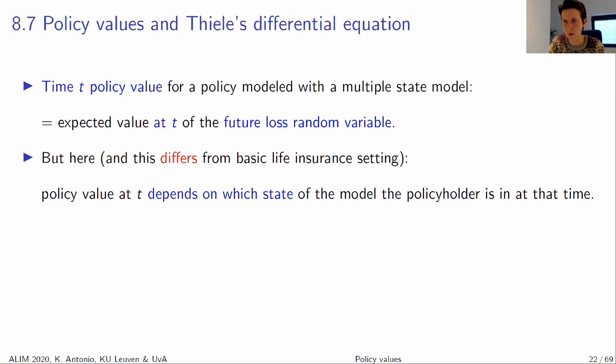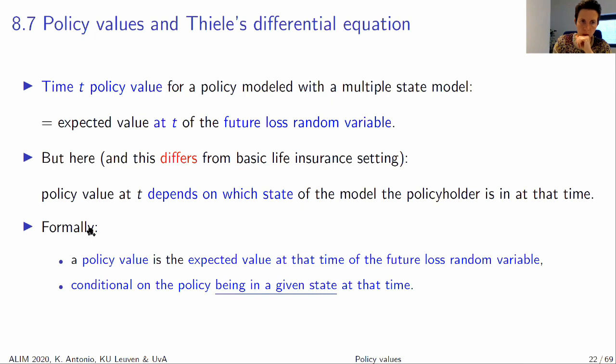You could say that's perhaps not that different, but also in the life insurance setting, if your policyholder would be occupying the death state, then of course the policy value would be zero, because then you no longer have any liabilities or any obligations towards your client. So also in the basic life insurance setting, you could say that the policy value is state-specific, state-dependent, and it is different for a policyholder in the life state compared to the policyholder occupying the death state. But here, in general, with multiple states, this becomes even more apparent and even more important.